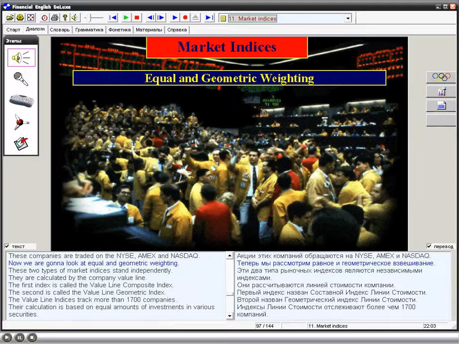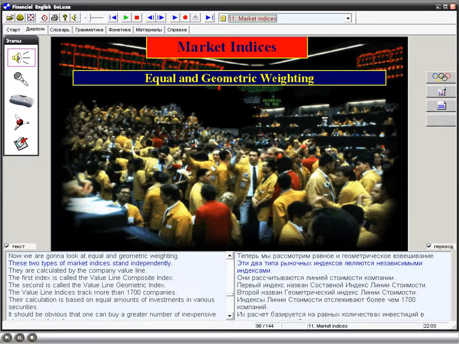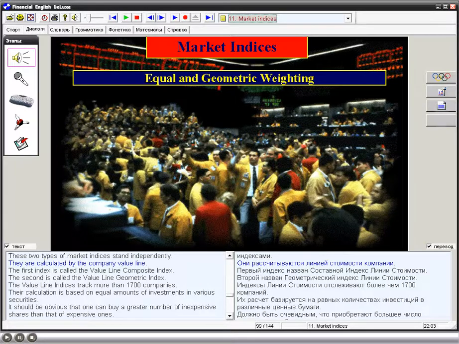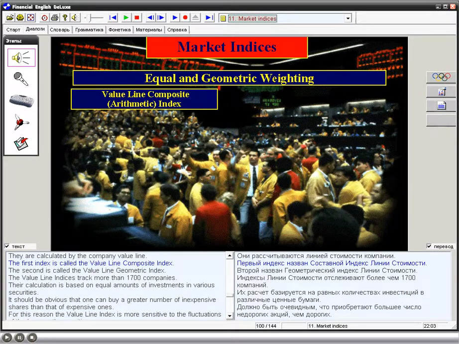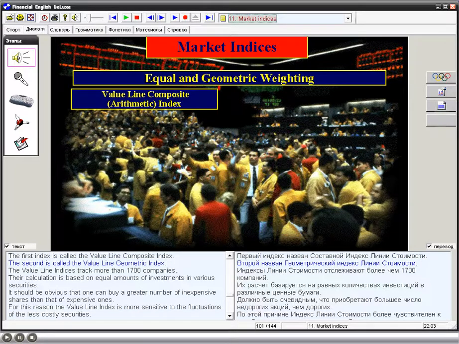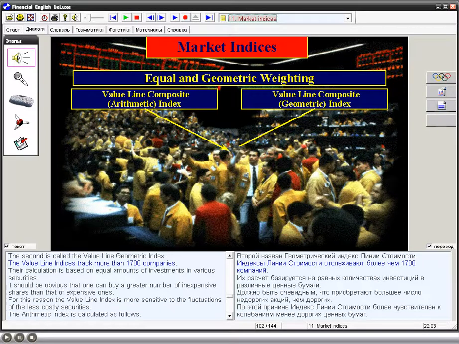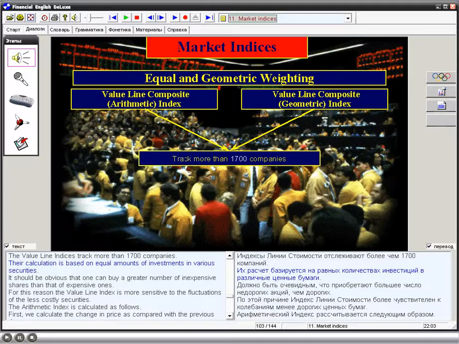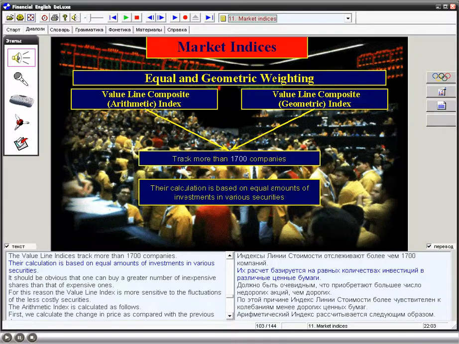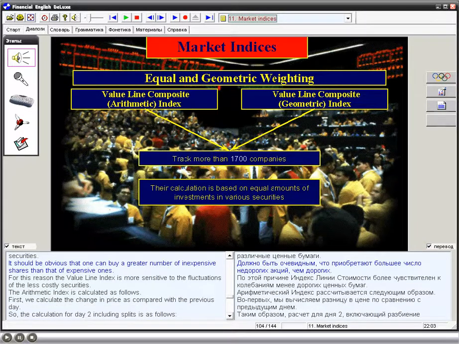Now we're going to look at equal and geometric weighting. These two types of market indices stand independently. They're calculated by the company Value Line. The first index is called the Value Line Composite Index. The second is called the Value Line Geometric Index. The Value Line indices track more than 1,700 companies. Their calculation is based on equal amounts of investment in various securities.